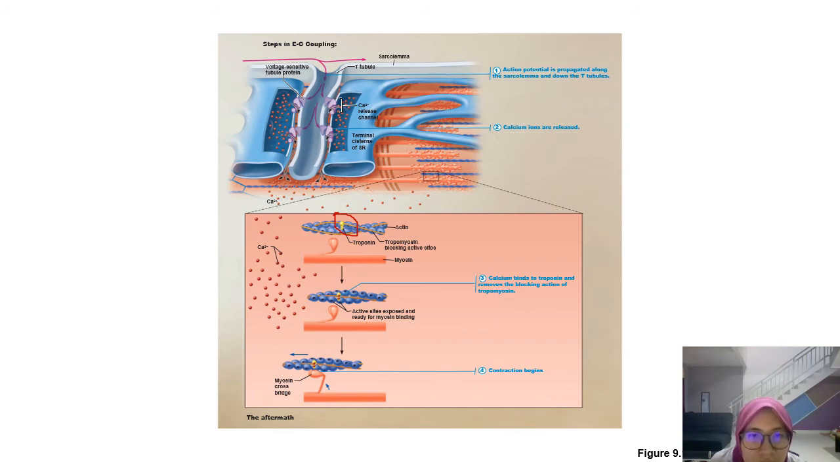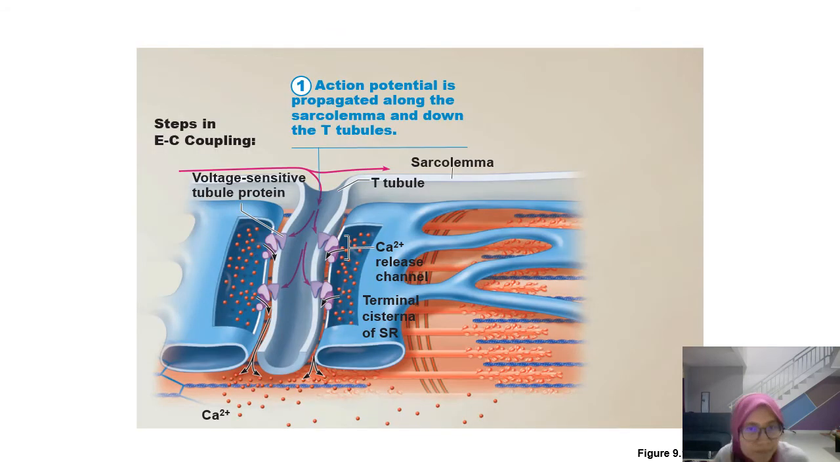The orange line is the tropomyosin, which is blocking the actin active site, so the actin and myosin cannot couple. So when the calcium ion comes in and binds with the troponin, it will remove the orange line here. See here, it removed the block on the actin active site. So now the actin active site can couple or combine with the myosin, and now the contraction begins.